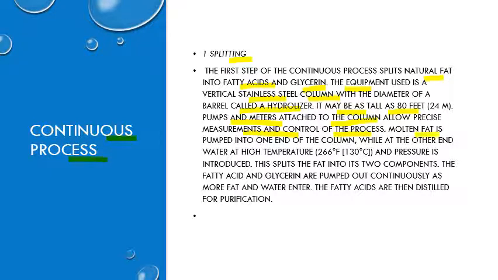The molten fat is pumped into one end of the column, while at the other end water at high temperature and pressure is introduced. This splits the fat into two components, that is fatty acid and glycerin. It is pumped out continuously as more fat and water enter. The fatty acids are then distilled for purification. So this is the first step involved in the continuous process, that is splitting.